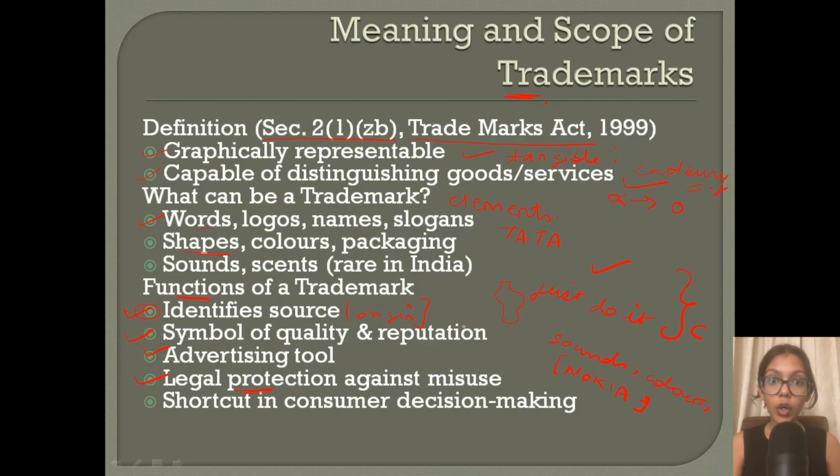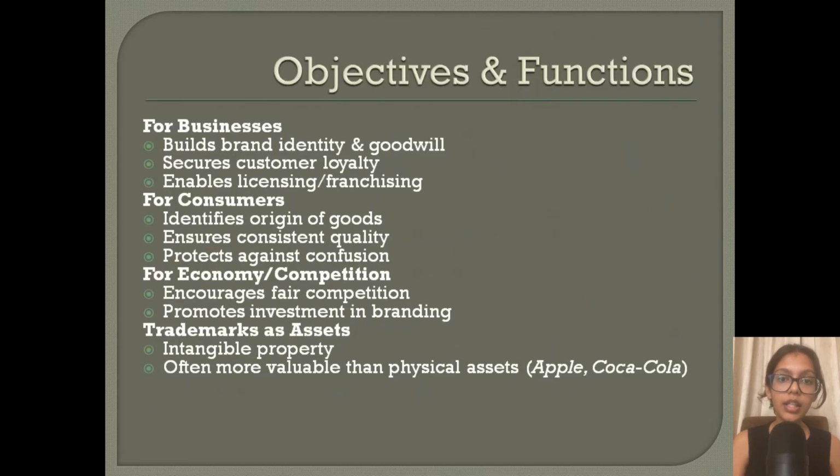Now, when we talk about the objectives that a trademark holds, firstly, when we look at it from a business perspective, it builds goodwill among different businesses. It also secures customer loyalty, and it differentiates your brand from your competitors. Then when we look at it from a consumer perspective, it provides an assurance of consistent quality, like we just talked about in the car example. It also protects consumers against confusion between different brands, and it also acts as a guide for repetitive purchasing.